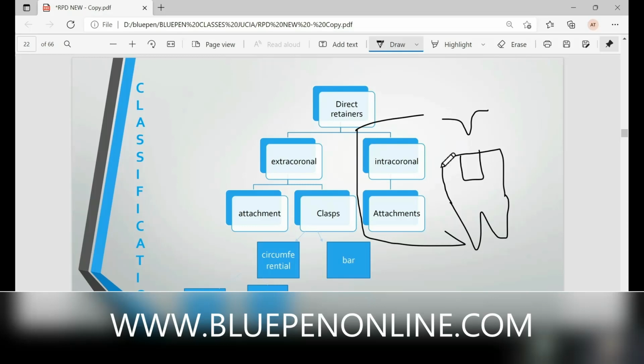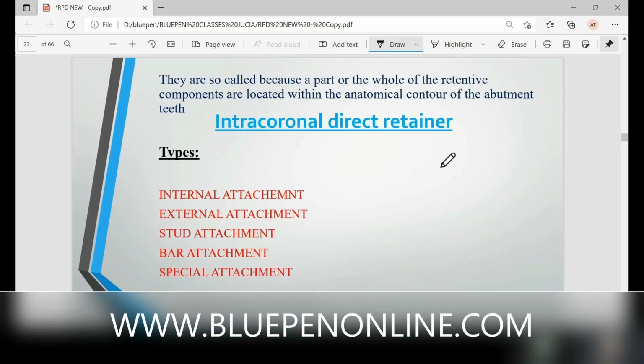So when you talk about this intracoronal, we usually say you have something which is known as a matrix. We call the patrix the male component and the matrix the female component. We join the female and the male component to get this attachment, and this will give the retention. This is how we talk about intracoronal direct retainers. We have a lot of varieties of these intracoronal direct retainers also, like internal, external, stud, bar, special, but this is not at all important. We're coming to the important part.